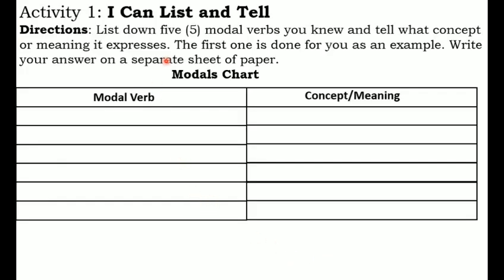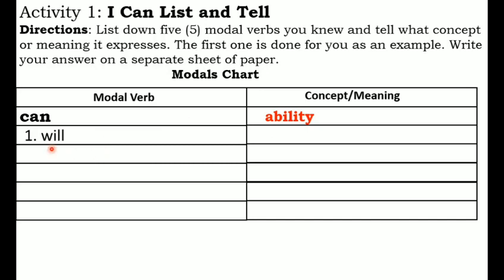Alright. Activity 1, I can list and tell. Directions: List down 5 modal verbs you know and tell what concept or meaning it expresses. The first one is done for you as example. Here is the first example: can means ability.